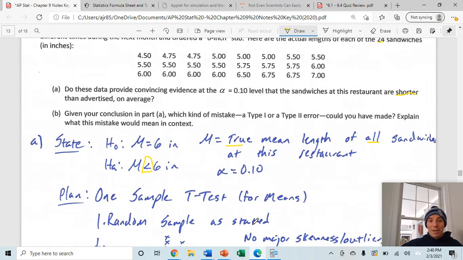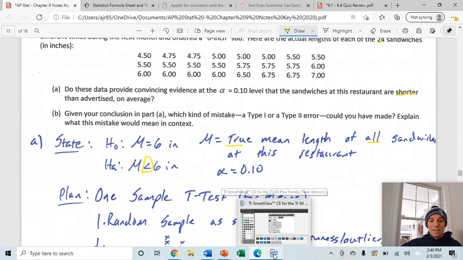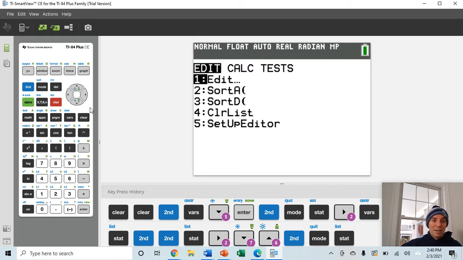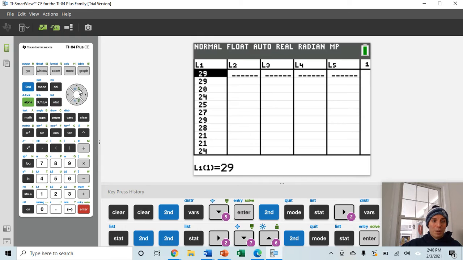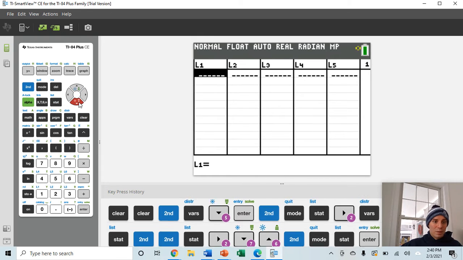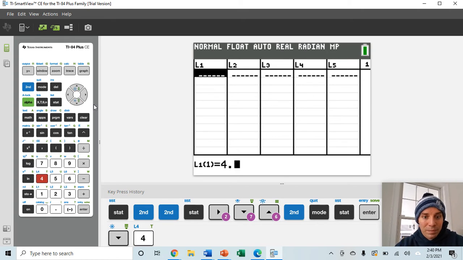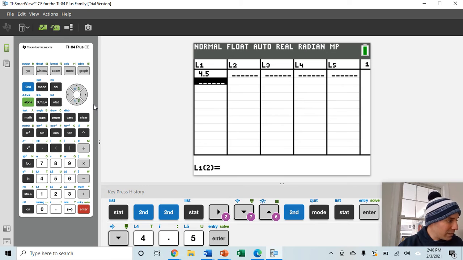Now I have to actually run my test. In order to run my test, if I'm going to do it by hand, I need to find the mean and the standard deviation for my data set. And if I'm going to use the calculator, I need to do the same thing as well. So we have data here. We're going to go to our list, stat edit, and we're going to put our data in. So let's clear out that old data and let's enter in our new data by just plugging in our data set there.